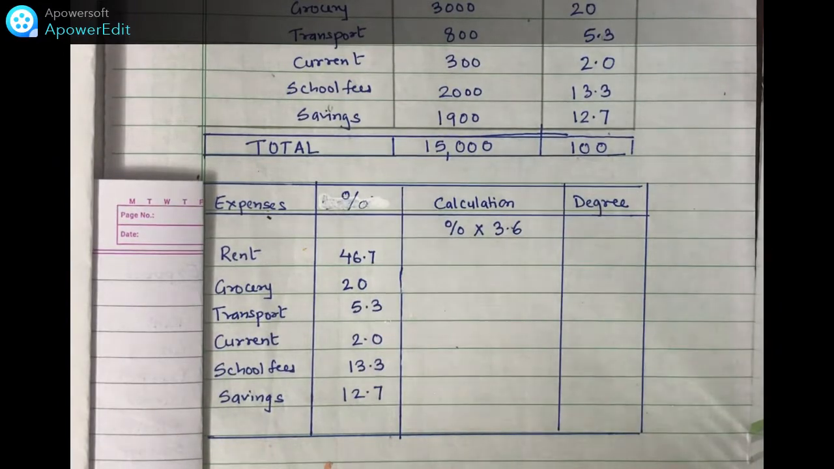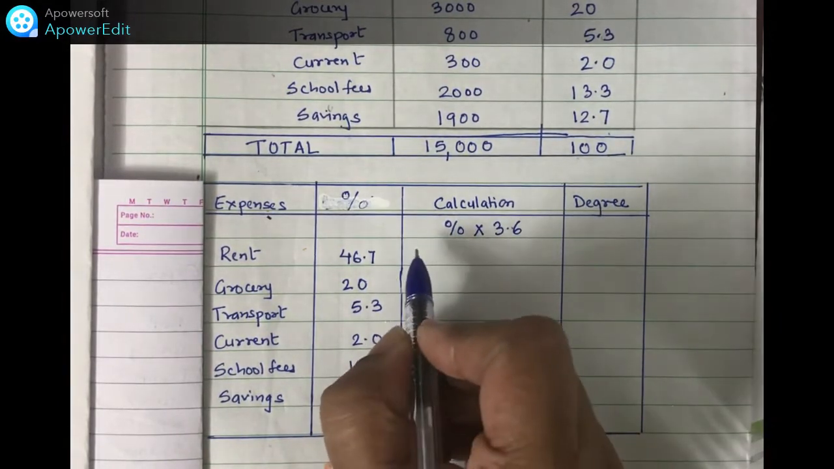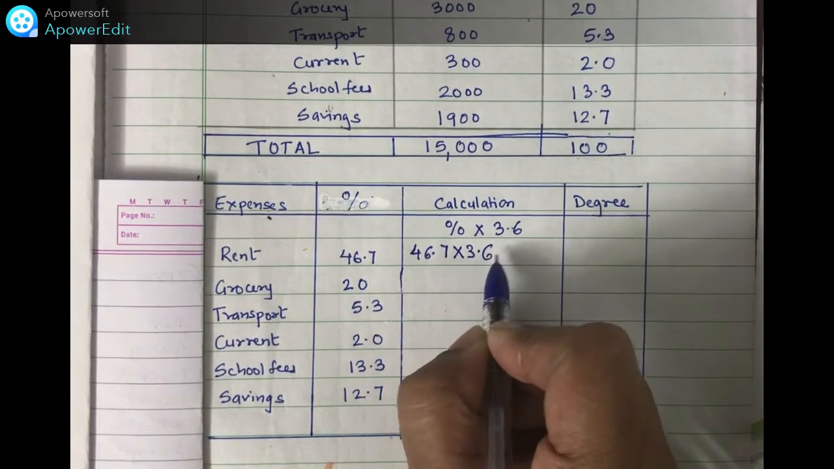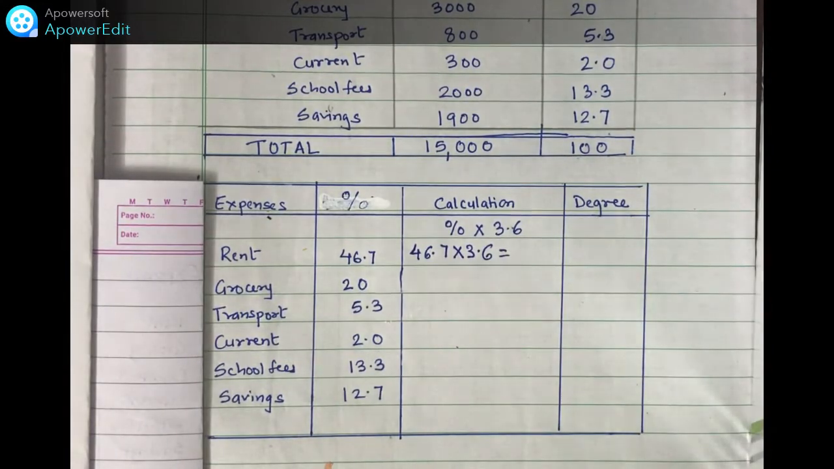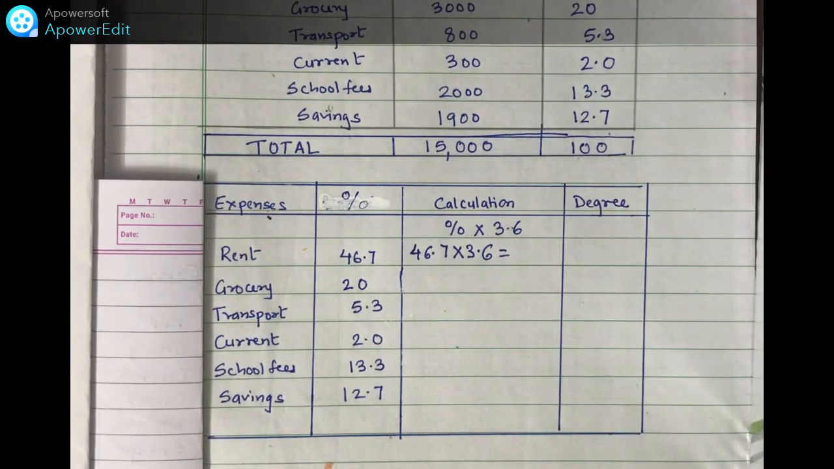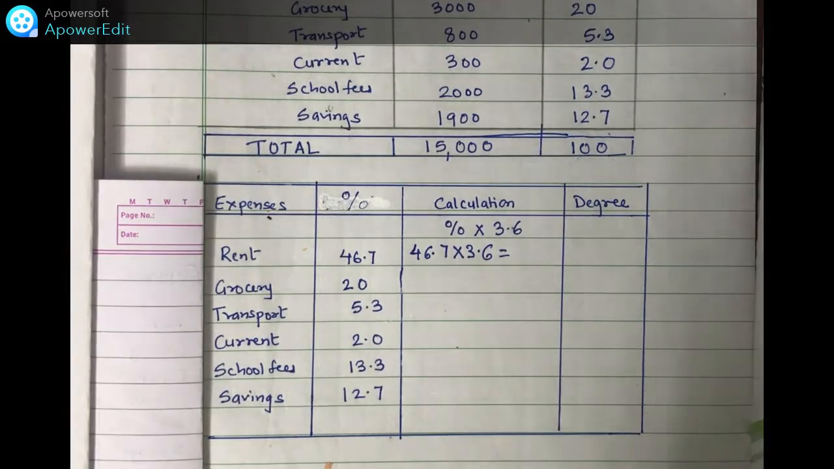Now here we will be doing that. For example, the first one is 46.7 into 3.6 is equal to. We are going to do this calculation on a simple calculator and find out the value for 46.7 into 3.6, and we will write that value over there. Similarly for the second one, 20 into 3.6, we will find out that value also.